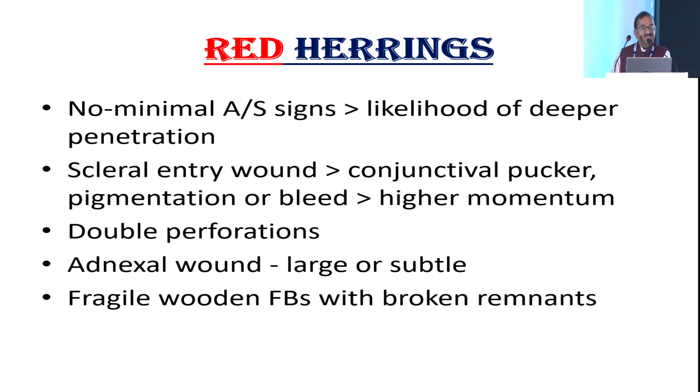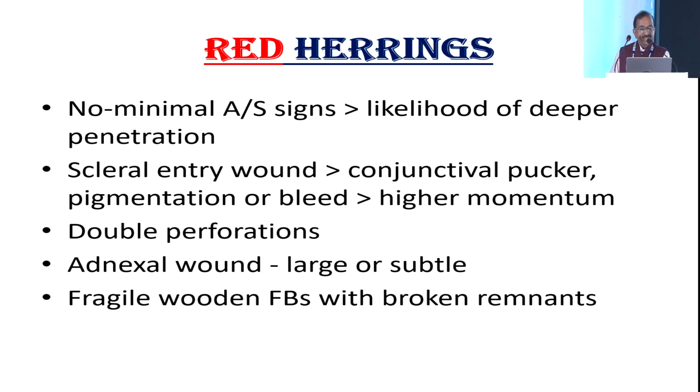Some of the red herrings, which have already been emphasized, particularly with regard to deeper penetration: if there are no or minimal anterior segment signs, the likelihood of deeper penetration is very much there because there's no loss of the momentum. One must carefully look for the scleral entry wound, which may not be a wound as such, but there might be indirect indicators such as a conjunctival pucker, pigmentation, or a bleed there. The scleral wounds are more likely to have foreign bodies which penetrate deeper and get impacted in the coats.